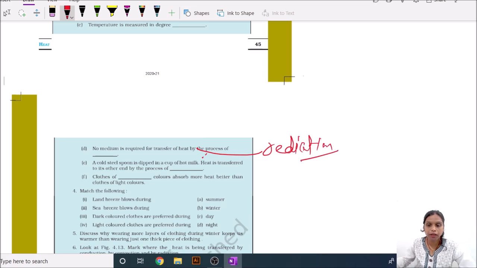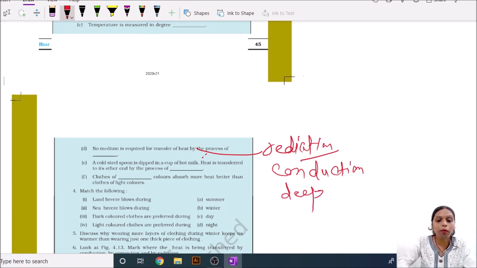Okay, a cold steel spoon is dipped in a cup of hot milk. Heat is transferred from one end to another end. This process is called conduction. And clothes of deep color, black color, absorb more heat better than clothes of light color.